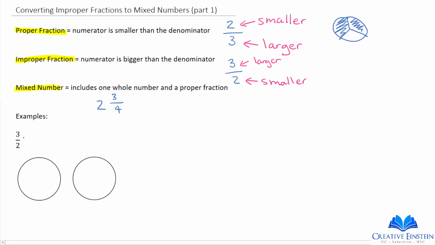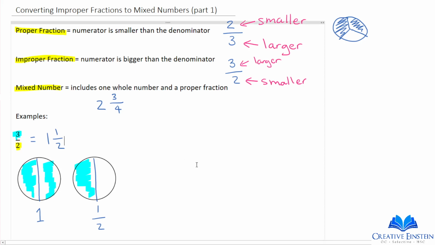So I'm going to draw 3 over 2. Now over 2, that means that one thing is divided into 2 parts. So I'm going to have 2 pies. I'm going to divide them. That tells me over 2. And the 3 tells me how many parts are colored in. So there's 3 parts that are colored in, so 3 halves. 1, 2, 3. So now I can see that 3 over 2 is the same as 1 whole and a half. So that equals 1 and a half.